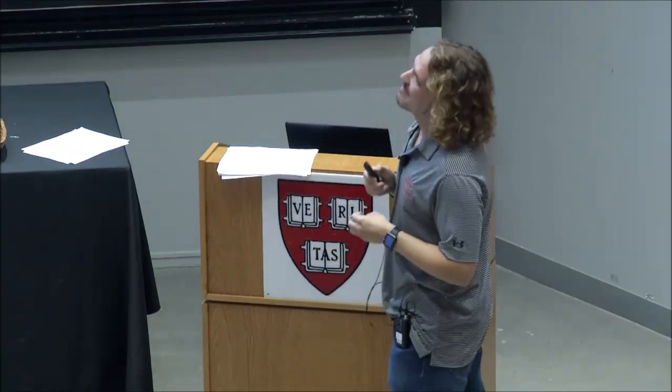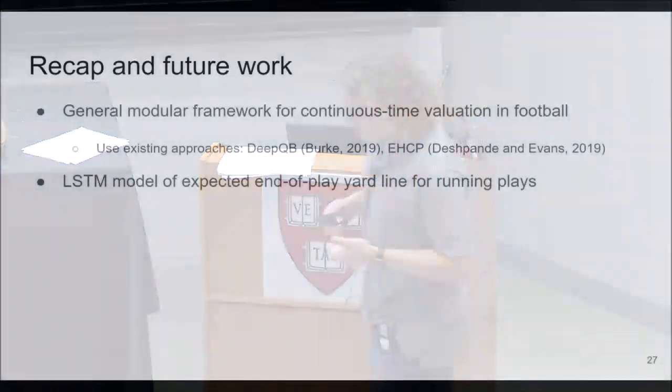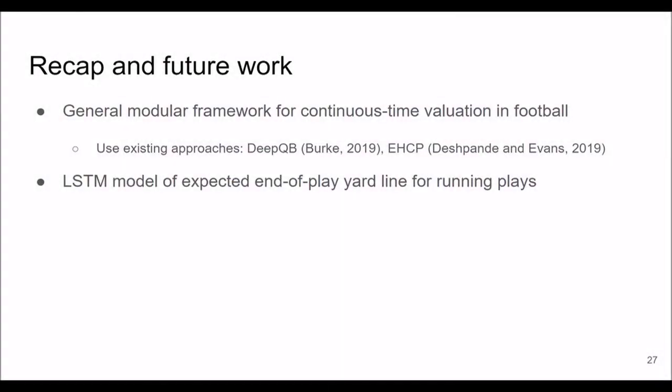So to recap, we introduced a general framework we believe can be extended to use for full continuous time valuation in football. And what's been great is there's been a lot of other work recently in this space. There's been the deep QB model introduced by Brian Burke for QB decision making, expected hypothetical completion percentage, completion probability from Deschamps and Evans. And the idea is these models, these approaches, could be taken in and plugged into the framework. And we also introduced a way of modeling the expected end yard line.